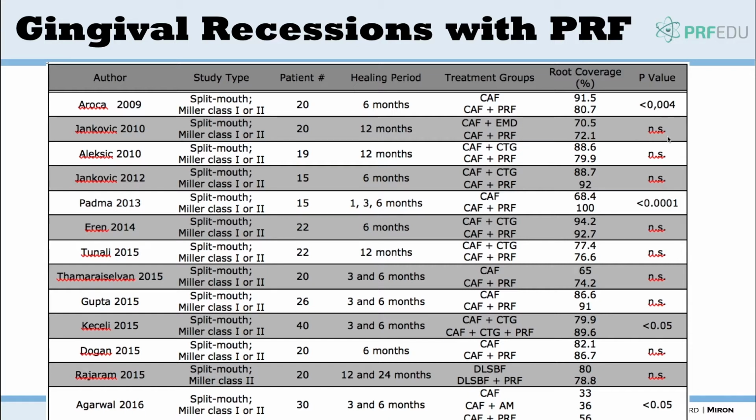Emdogain versus PRF, no difference. Connective tissue graft versus PRF, no difference. Connective tissue graft versus PRF, no difference. Coronally advanced flap with PRF led to much better outcomes here of root coverage. Connective tissue graft versus PRF, no difference. So overall, like I said, it was very interesting to see all this data.